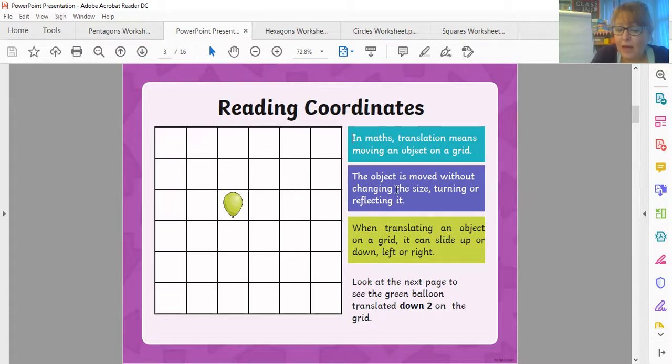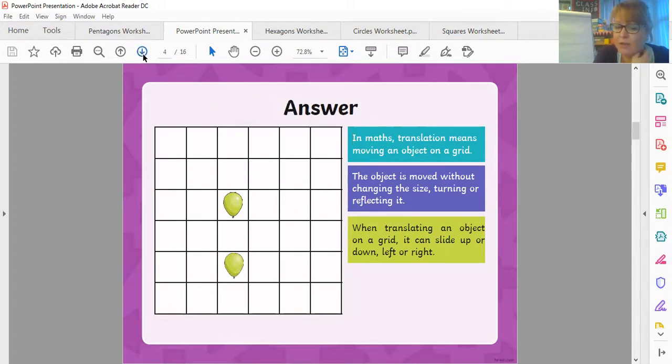So look at the green balloon for me. See if you can point to your screen where you think it would go if it was translated down 2. You ready? That's right. Did you put your finger in the right place? I'm sure you did. So you count 1, 2. All right. If you move it down, 1, 2. All right. That's where it goes.